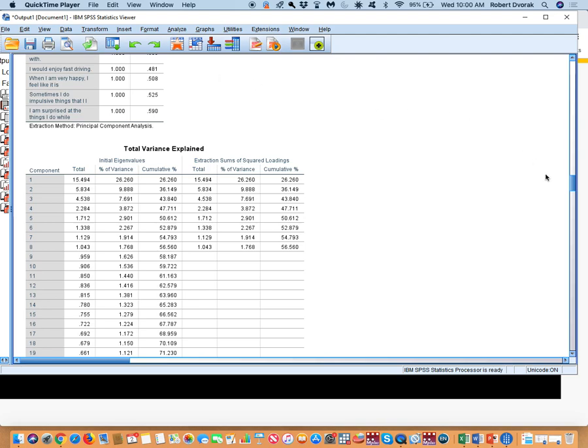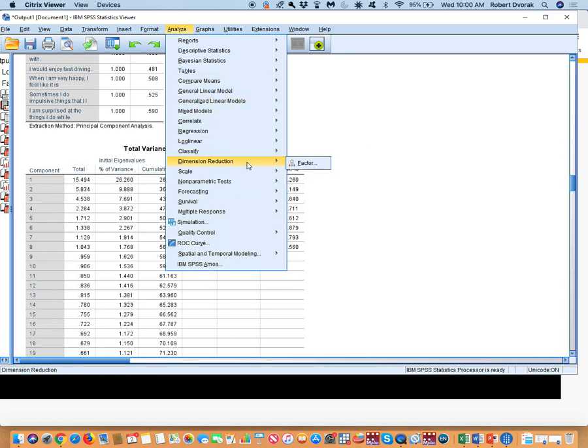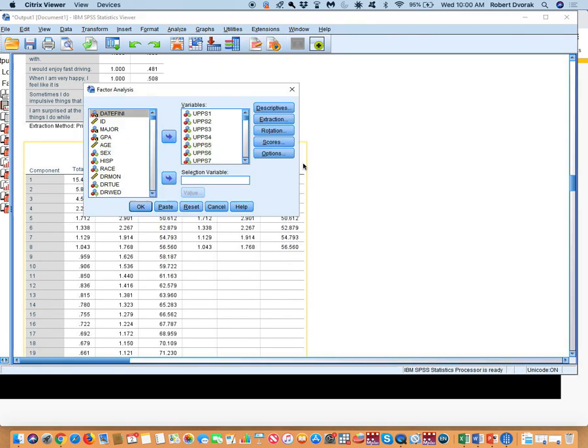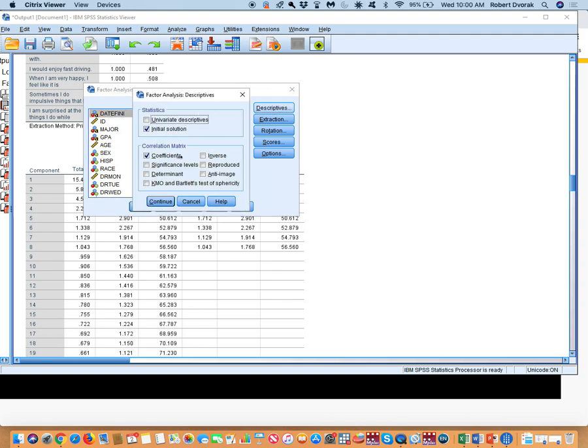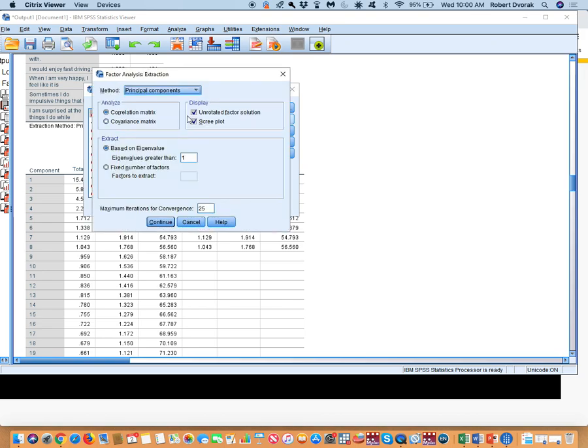So we just did a principal components analysis. We reached this conclusion, but our factors are not rotated, right? So we're going to go back and do the same sort of analysis. We're going to go Dimension Reduction, Factor, same items. Descriptives is not going to change. We're going to leave all of that. Extraction is not going to change yet. We're going to leave all of this.